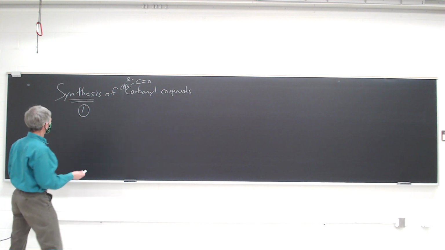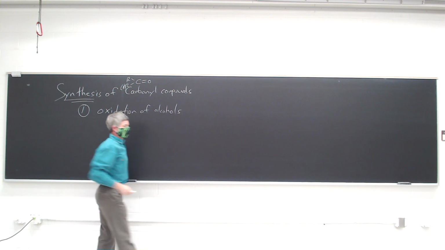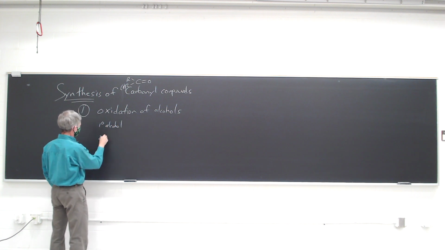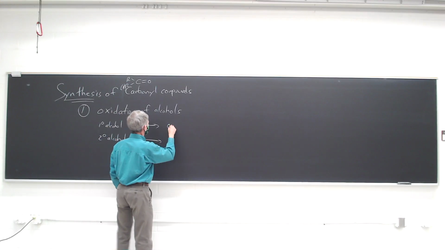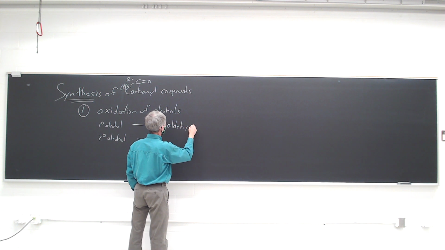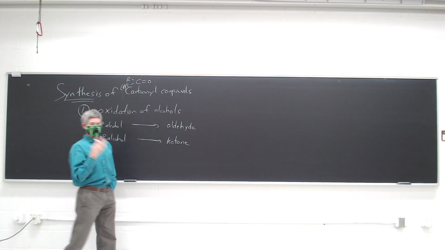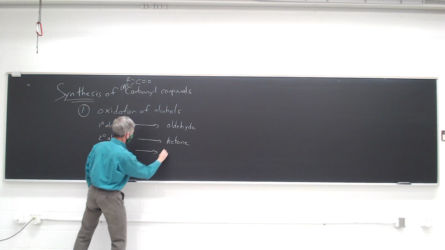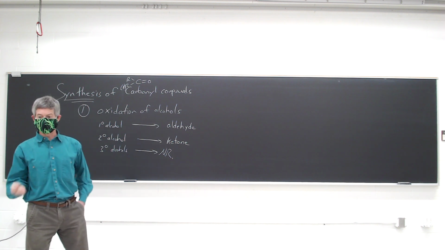Oxidation from alcohols. So oxidation of alcohols. That was the first one we introduced. And the product will be different if it's a primary alcohol versus a secondary alcohol. So the primary alcohol can be an aldehyde, and the secondary alcohol is going to be a ketone. And you can't make them from tertiary alcohols, because the tertiary alcohol doesn't have a hydrogen on the carbon, which means there's no hydrogen that can be removed.